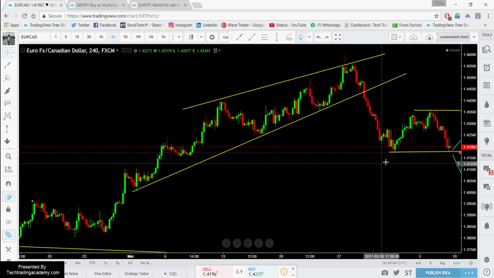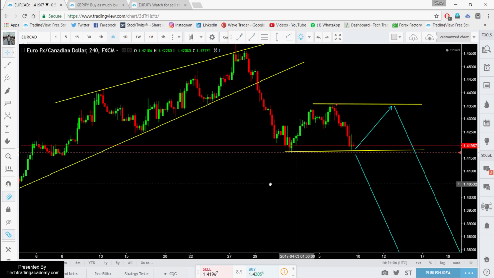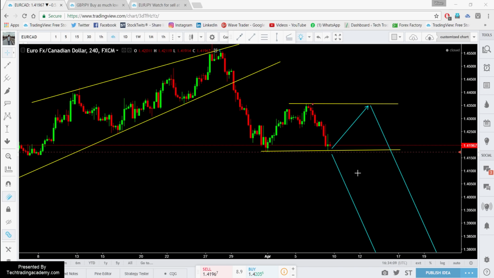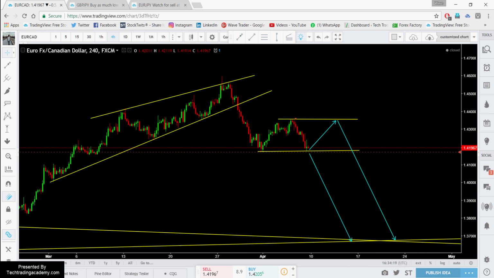Okay, so it has broken down, and we are watching price action at this place. Those who sold here are still holding that trend, move to break even. If price is going to continue, if it breaks down that previous low, if it breaks down that previous low.